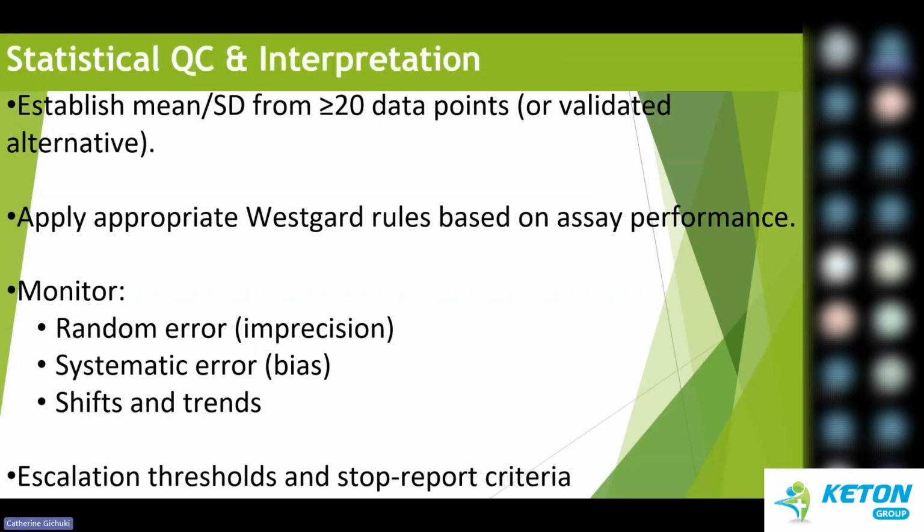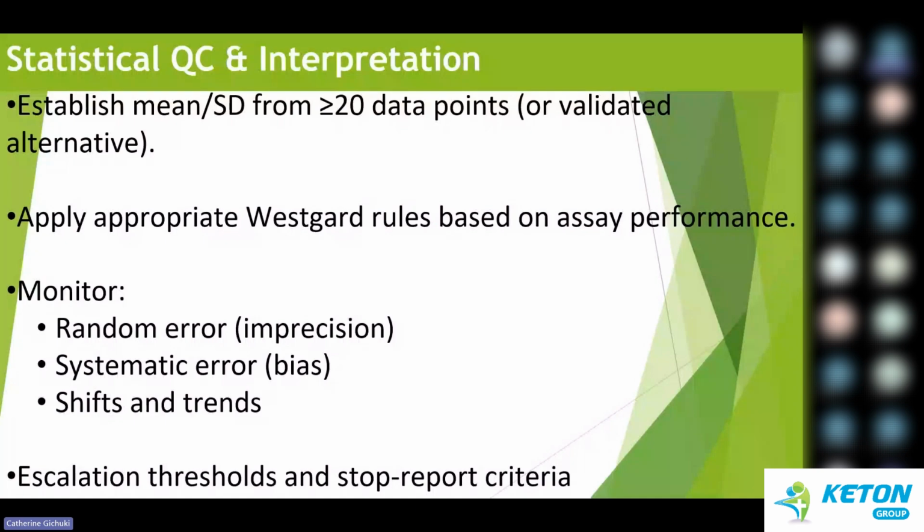So, statistical QC and interpretations. Usually this is how we use numbers and rules to make decisions on whether this QC is acceptable and whether patient results can be released, because you need to make a decision. Remember, we are helping in clinical decision making. You need to make a decision before you misinterpret and mislead everybody else. So you set your own normal range.